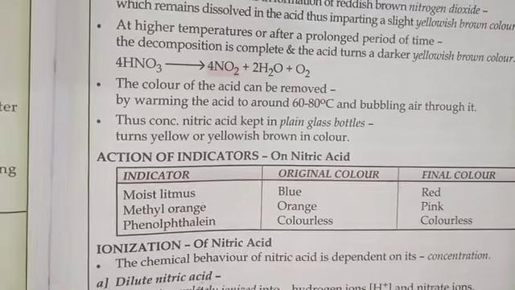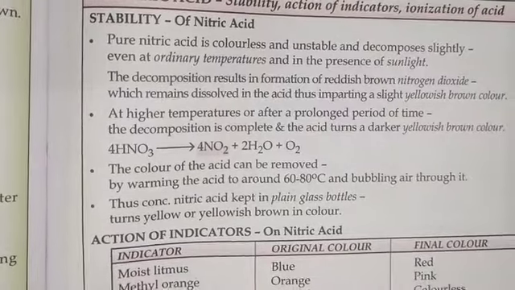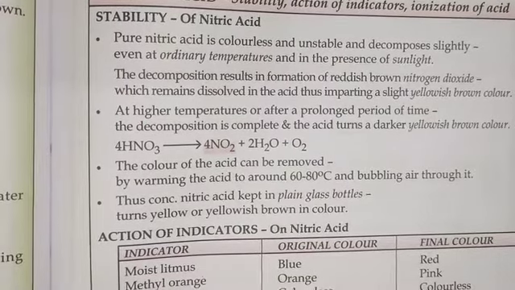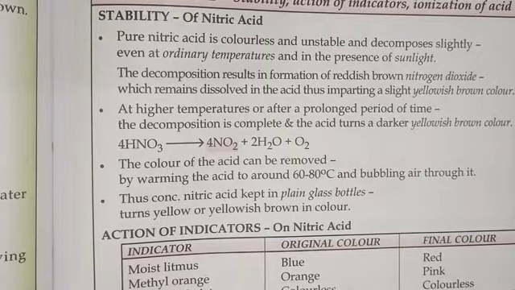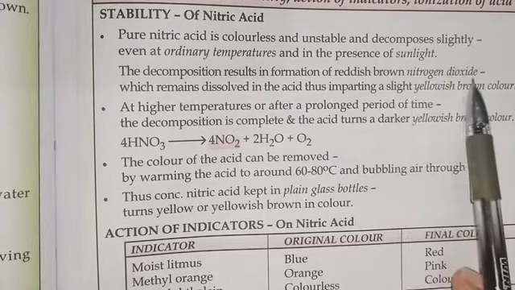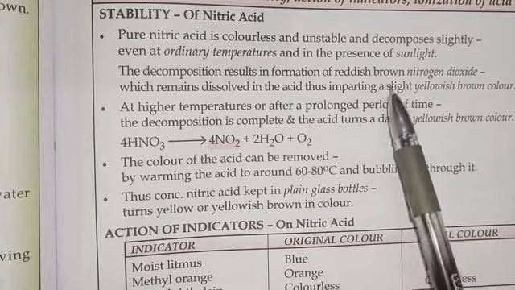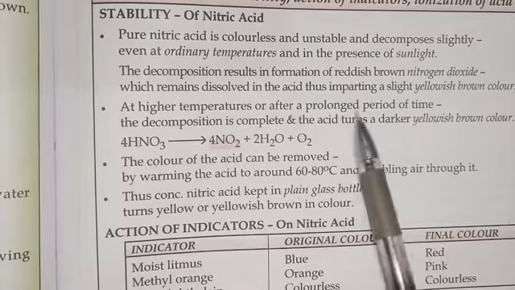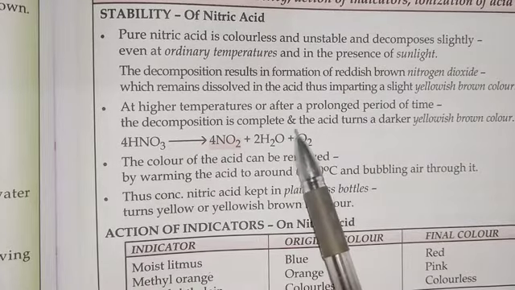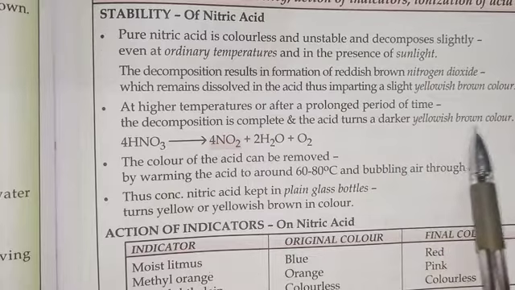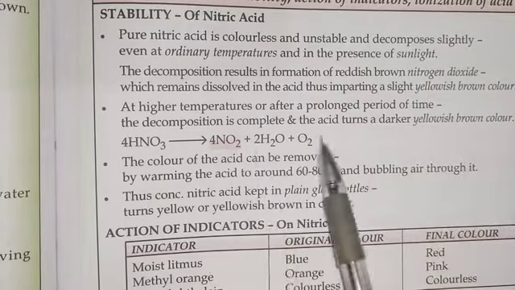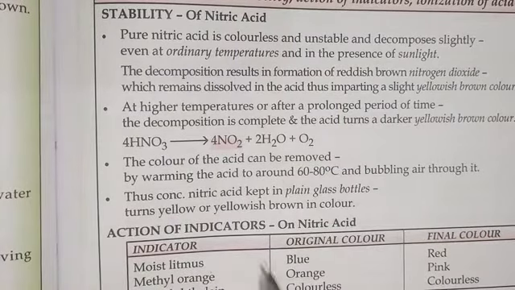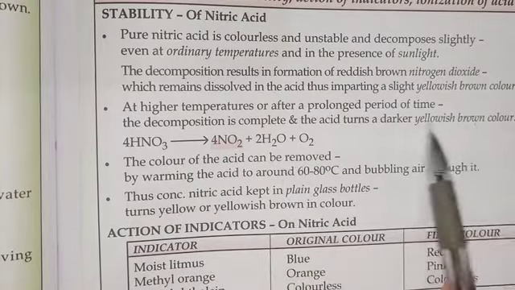Now the stability of nitric acid. As we know, it has a volatile nature, which means it decomposes at ordinary temperatures or even in the presence of sunlight. The decomposition of nitric acid results in reddish brown nitrogen dioxide, which gives the solution a yellowish brown color. At high temperatures or after a prolonged period of time, the decomposition is complete and the acid turns a darker yellowish brown. The reaction is given here: HNO3 gives NO2 plus H2O plus O2. Due to this NO2, the color is changing.